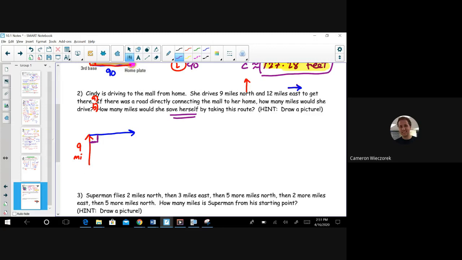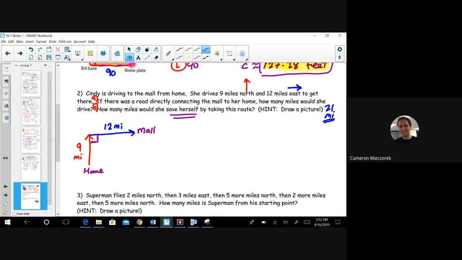Where's she going, mall to home or home to mall? She's going to the mall from her house. So here's her home, and here's the mall. And how many miles east did she go? 12 miles. So we can see how many miles she drove. She went 9 up. She went 12 to the right. She's driven 21 miles so far. That's a lot of miles to go to the mall.